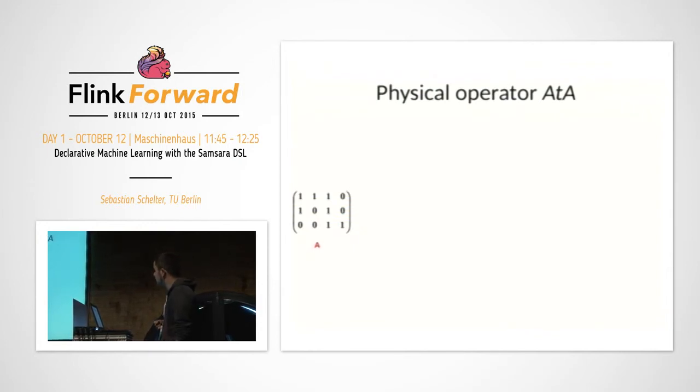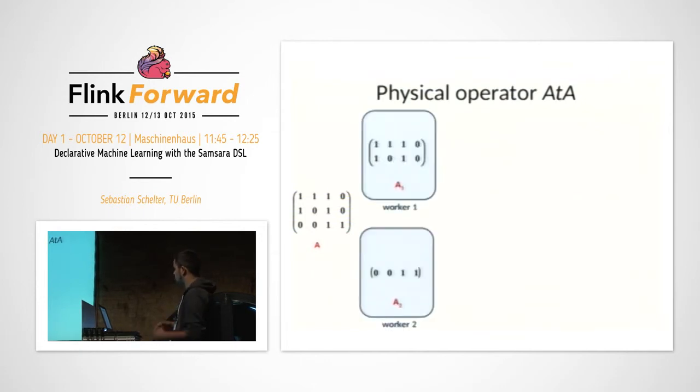So let's take a very simple example. We have this matrix A, 4 columns, 3 rows. And it's a distributed matrix that is partitioned over 2 machines, so over worker 1 and worker 2. Worker 1 has the first 2 rows of A, and worker 2 has the third row of A.